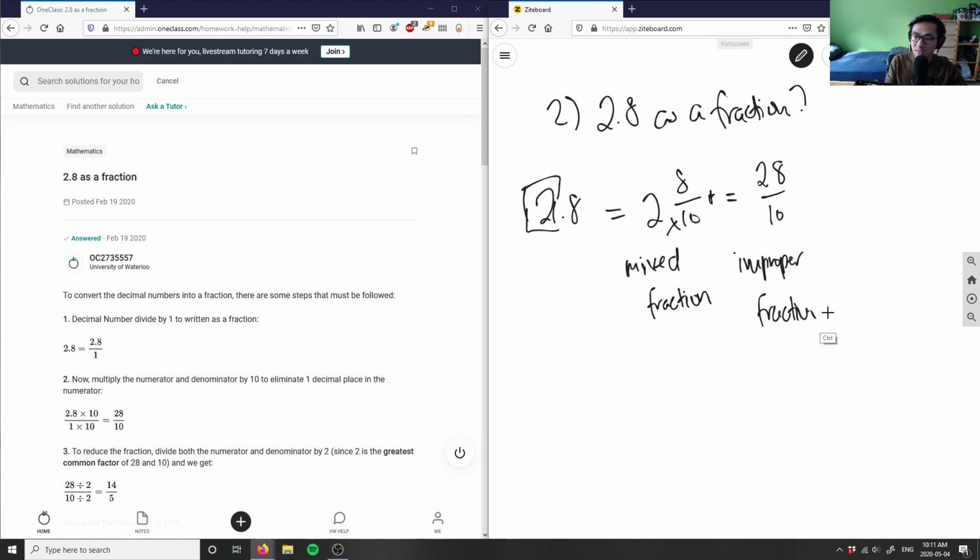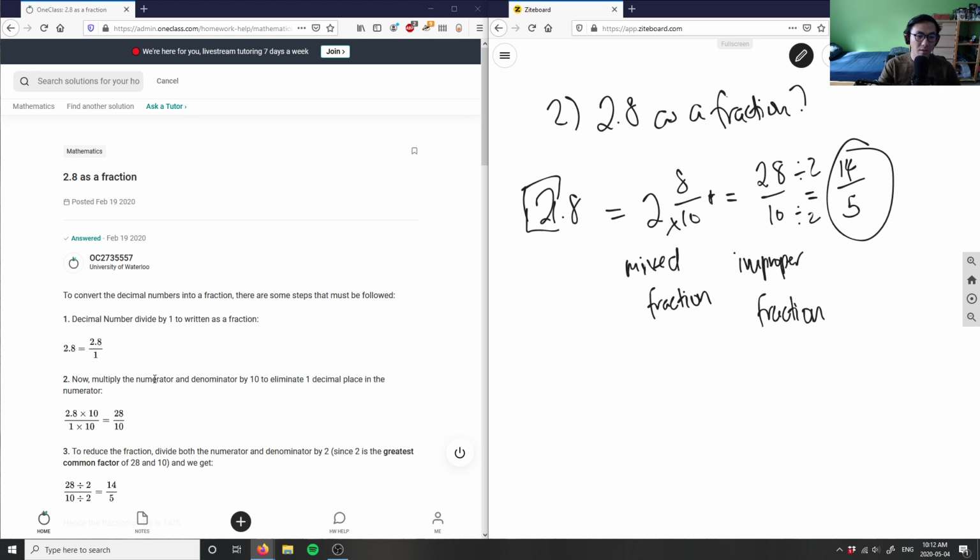And then what I can do is reduce to lowest terms. As you can see here, 28 and 10 are both even numbers, so I'm going to divide both parts by 2. 28 divided by 2 is 14, and 10 divided by 2 is 5. So our answer here is 14 over 5.